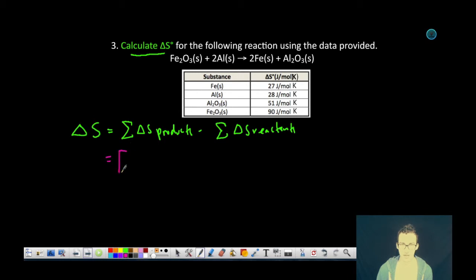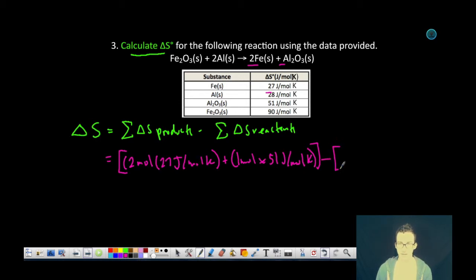As you put this together, the sum of your entropy changes for your products will be 2 moles times the entropy for iron, which is 27 joules per mole Kelvin, plus 1 mole times the entropy for our aluminum oxide, which will be 51 joules per mole Kelvin. That'll be the sum of the entropy changes for our products.